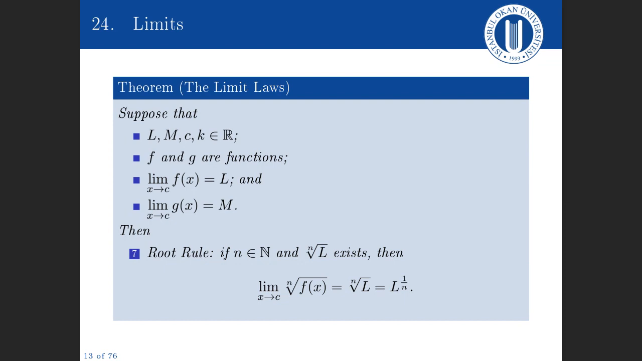And then the final rule is called the root rule. And again, we need to start by being a little bit careful. We need the nth root of L to exist. But what do I mean by that? Well, we know the square root of -2 doesn't exist. So we need to just check that the nth root of L exists. Then the limit of the nth root of f is equal to the nth root of L, or the nth root of the limit of f.